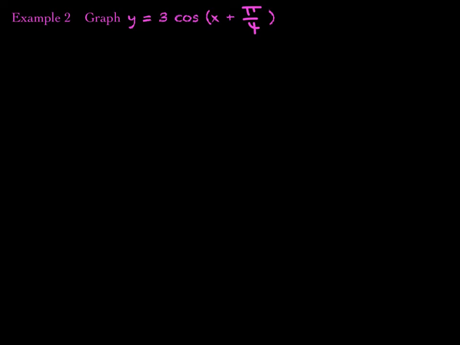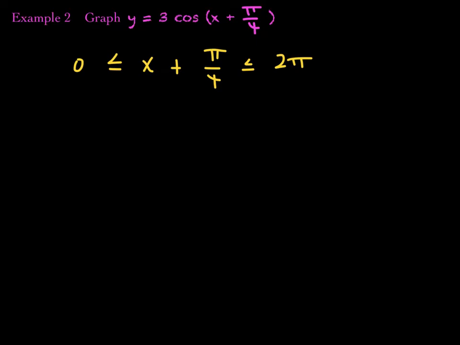All right, here's our next one. Y equals 3 times cosine of x plus pi over 4. We're going to graph this. Now, in order to figure out the interval over which it completes one period, we need to set up that three-part inequality. This right here represents a phase shift, pi over 4 units to the left. This represents a vertical stretch by a factor of 3, which changes your amplitude. Your amplitude is 3 units.